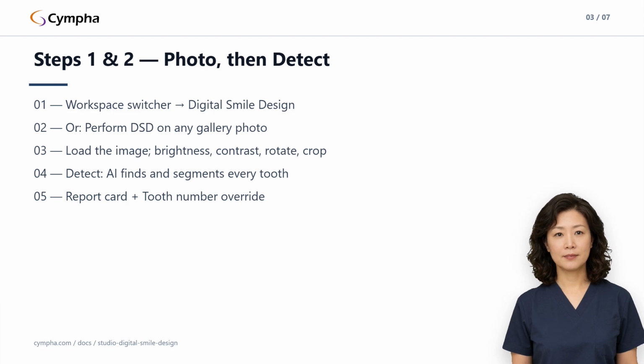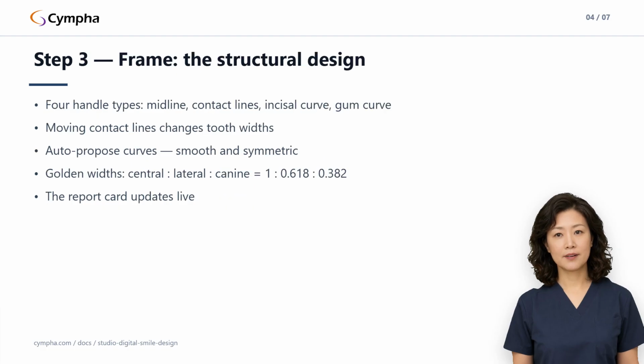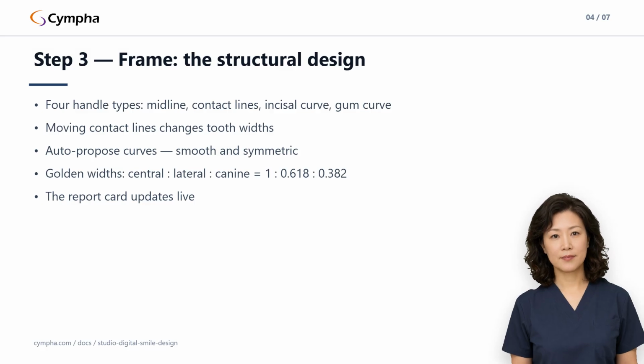Frame is where the smile's architecture is decided. 4 kinds of handles control the shape. The midline, a vertical reference. The contact lines between anterior teeth, and moving them changes tooth widths, which is how you redistribute space across the front of the smile. The incisal edge curve, the smile line, the upper arc shape. And the gingival curve, the gum margin line.